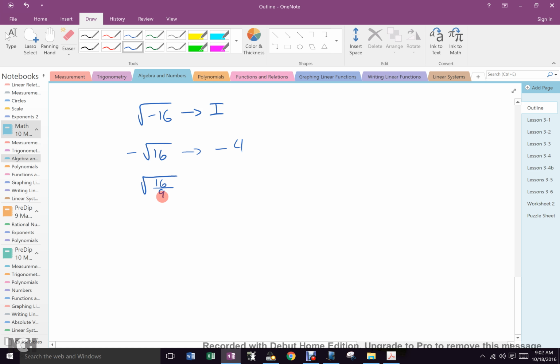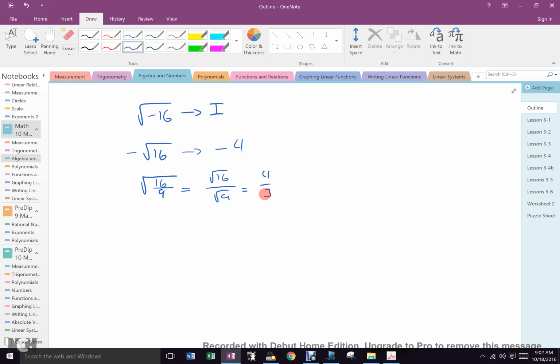What is this? You have to think back to your exponent laws. That's the square root of 16 over the square root of 9, which is 4 over 3. Everybody cool there? All right. So everyone's good with square roots, right? I mean, you did them to death in grade 9, yeah? Cube roots are a little more tricky.